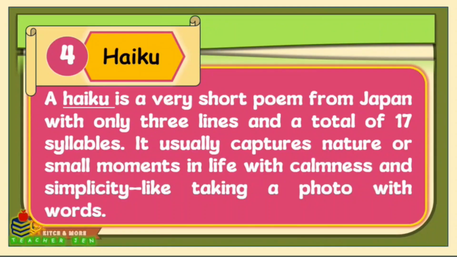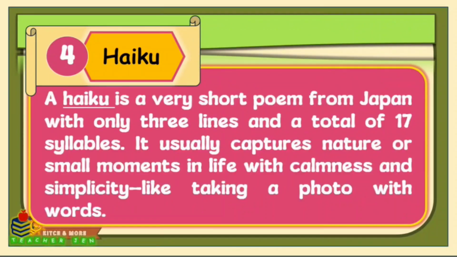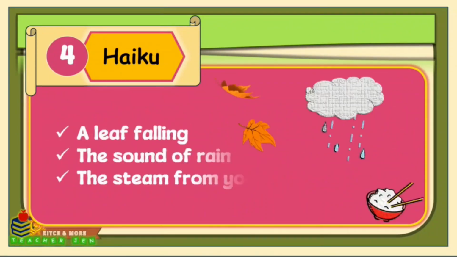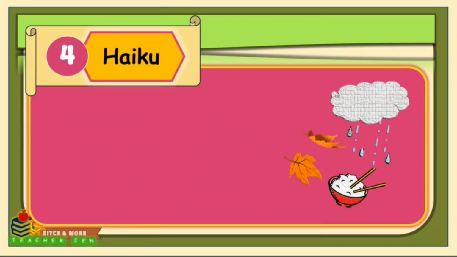Let's look at the magic formula for a haiku. The first line has 5 syllables. The second line has 7 syllables, and the third line goes back to 5 syllables again. Yes, you have to count your syllables, like a ninja counts his steps. This pattern is what makes a haiku feel just right.